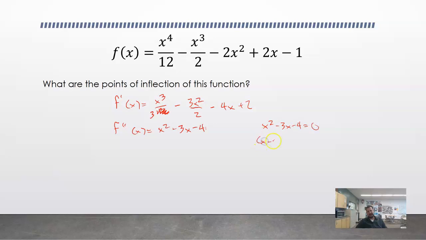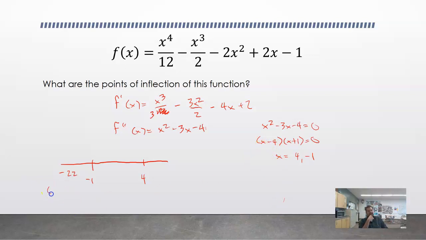I factor that down. I get x minus 4 times x plus 1, which means my points of inflection here are at positive 4 and negative 1. So now what I do is I go and I make my number line. Okay, I've got negative 1 on my number line. I got 4 on my number line. I choose a number smaller than negative 1, negative 22. Now again, just like with the first derivative, I can put this into any version of the second derivative I want. The one that makes the most sense to me would be the factored form.